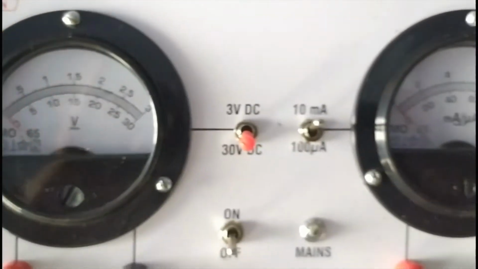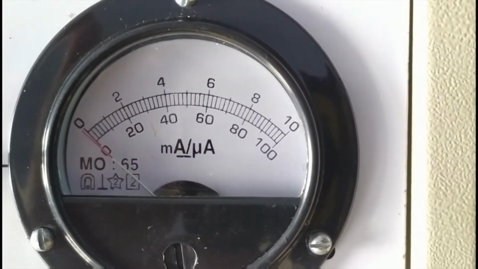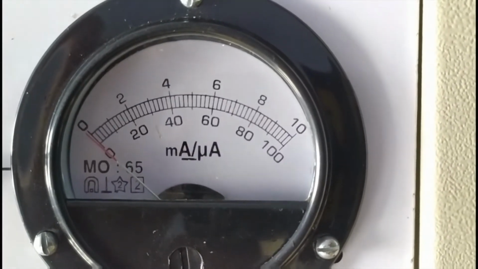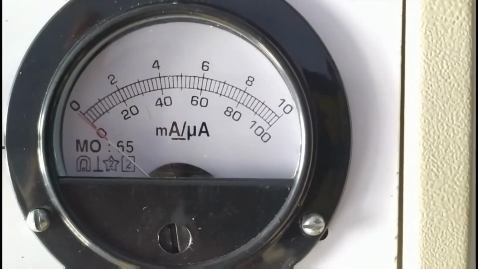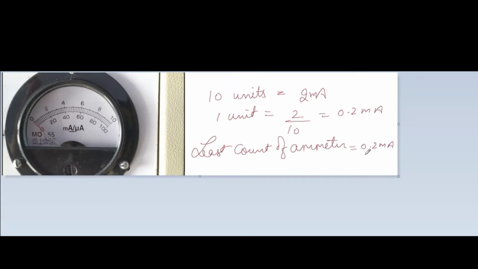Now analyze the ammeter carefully. We are taking again the upper scale, that is the milliampere scale, and you can clearly see that there are 10 divisions between 0 and 2 milliamperes. Now 10 units of the milliampere scale are equal to 2 milliamperes, and 1 unit on the milliampere scale is equal to 2 by 10, that is 0.2 milliampere. So the least count of ammeter came out to be 0.2 milliamperes.